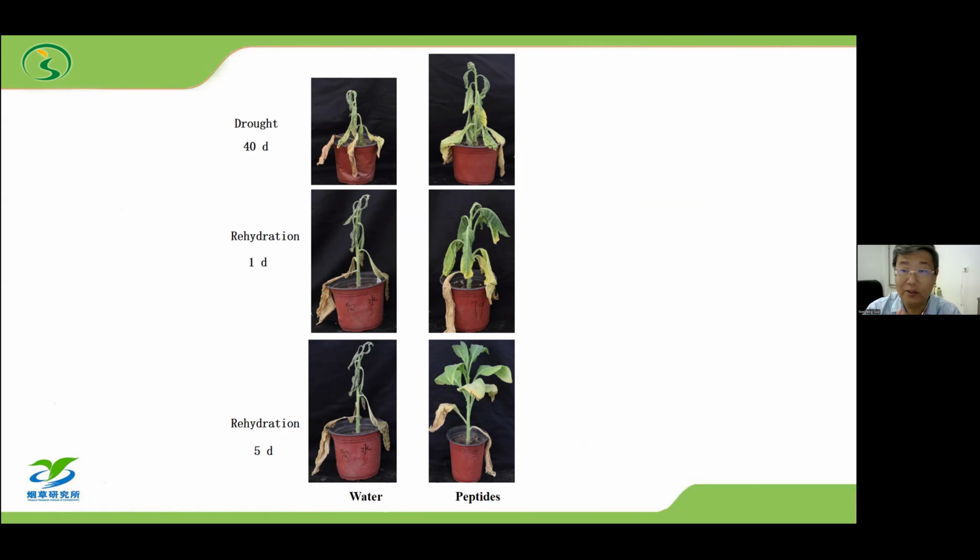We chose some of the peptides from the screening to treat whole plants in pot experiments and in the field. This is just an experiment to show you we can treat tobacco plants with one of the peptides, and this treatment can increase significantly the tolerance of the plants to drought stress. This is drought stress after 40 days drought treatment and after rehydration of the plants. You can see the significant difference of the phenotypes.